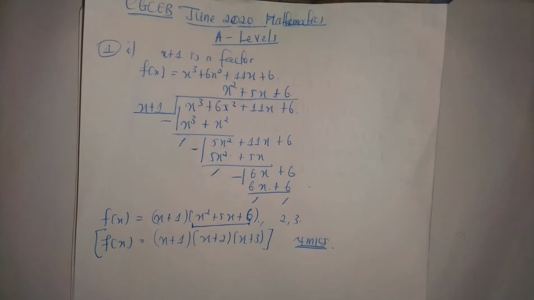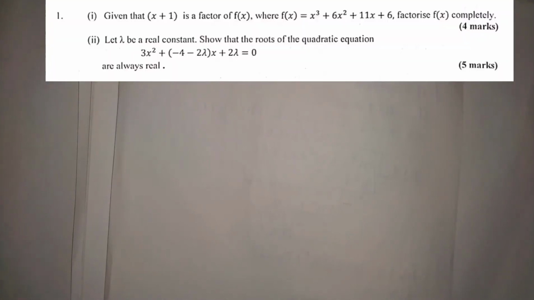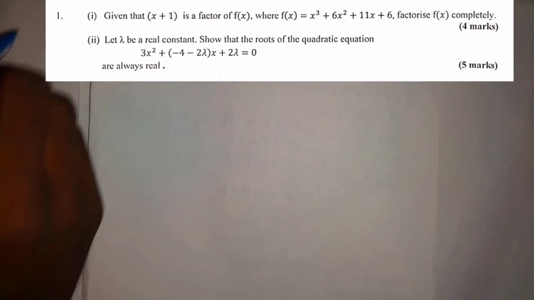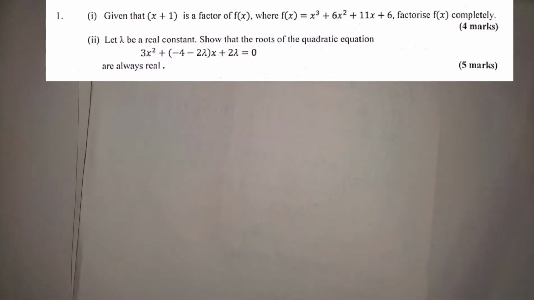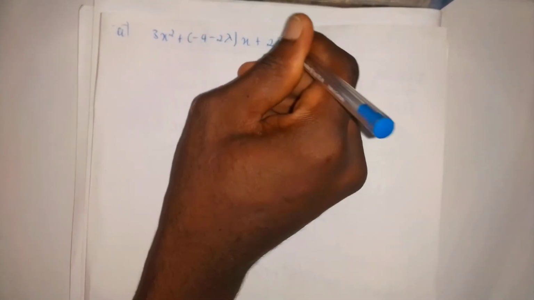And so we are going to go to the Roman 2 part of the question. It is telling us that if you have a real constant lambda, let lambda be a real constant, show that the roots of the quadratic equation 3x squared plus negative 4 minus 2 lambda, all of that times x, plus 2 lambda equal to 0 are always real.